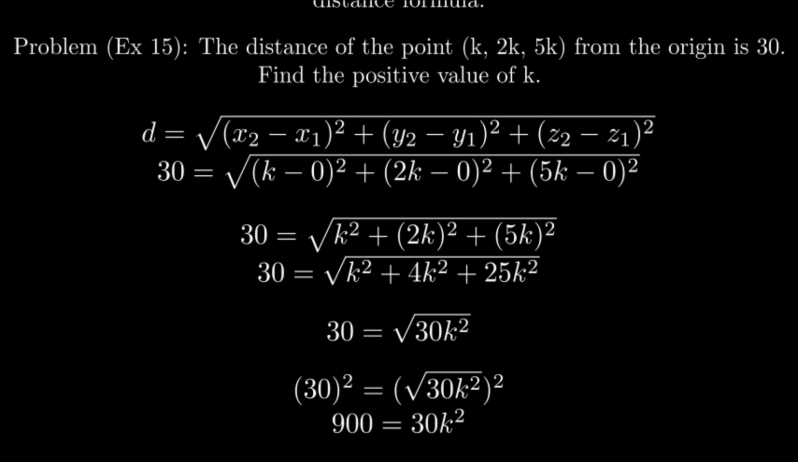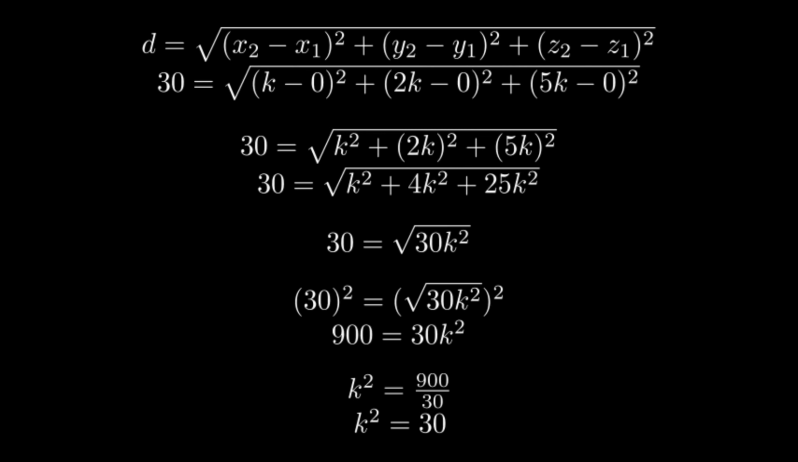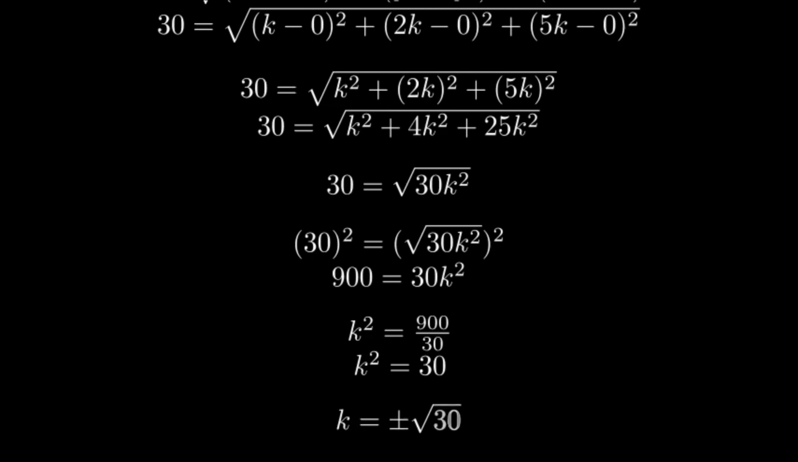Now it's a simple algebraic equation. To isolate k squared, we divide both sides by 30. 900 divided by 30 is 30, so k squared equals 30. The final step is to take the square root. Remember, this will give us two possible answers, a positive and a negative one. So k is equal to the positive or negative square root of 30.